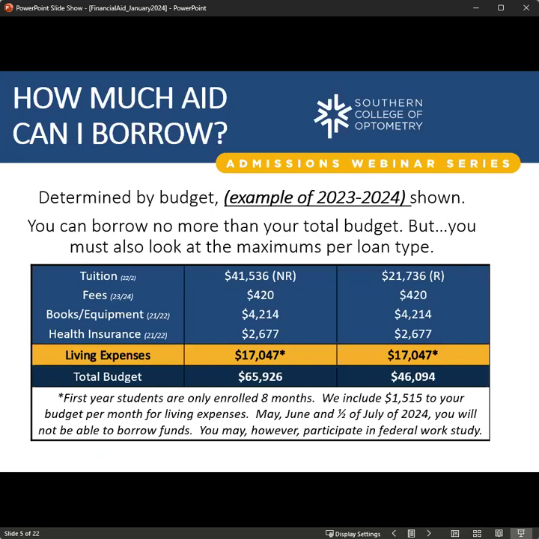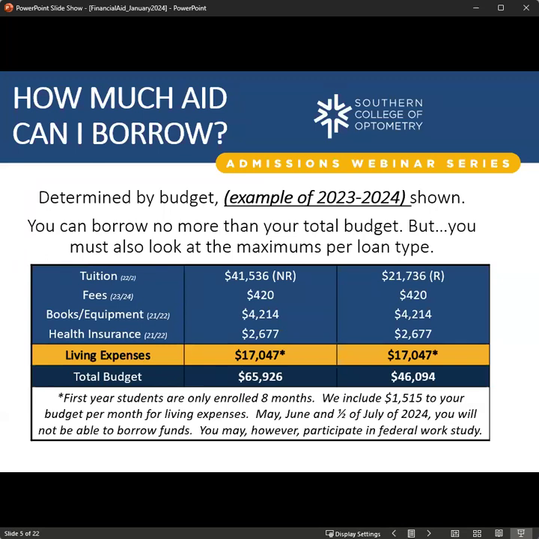So how much aid can you borrow? What you see here is an example of our current budget. The budget will change. We have not updated it yet because we're waiting on our tuition rates for 24-25. We probably won't get that until the end of February.